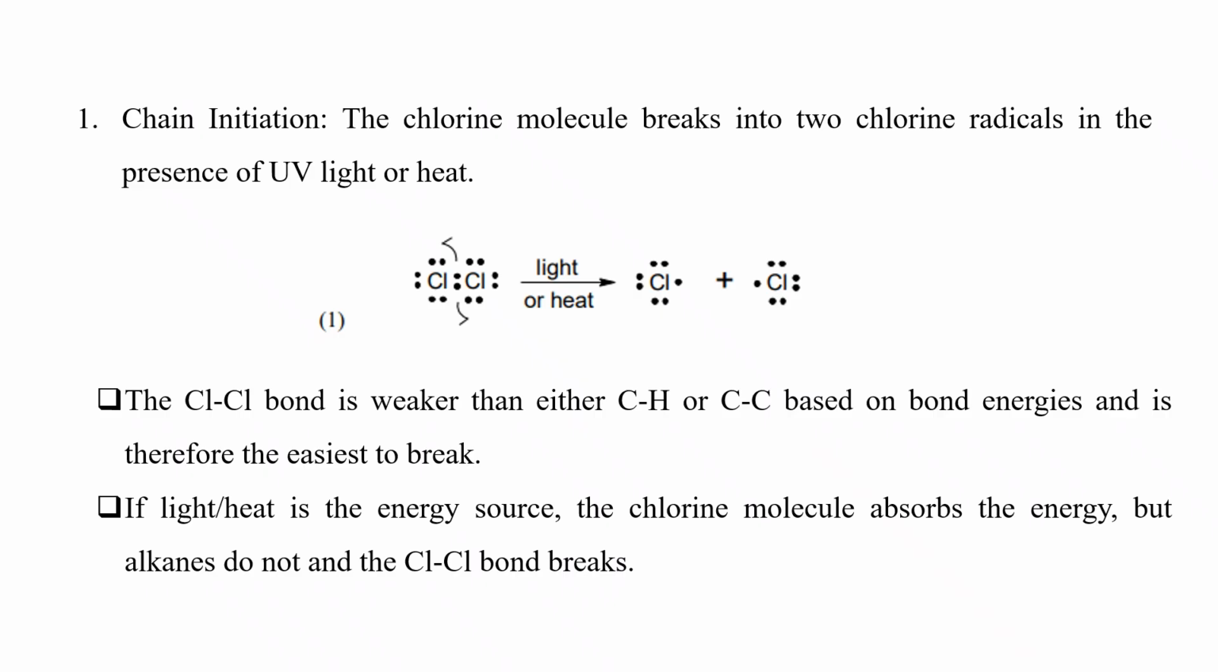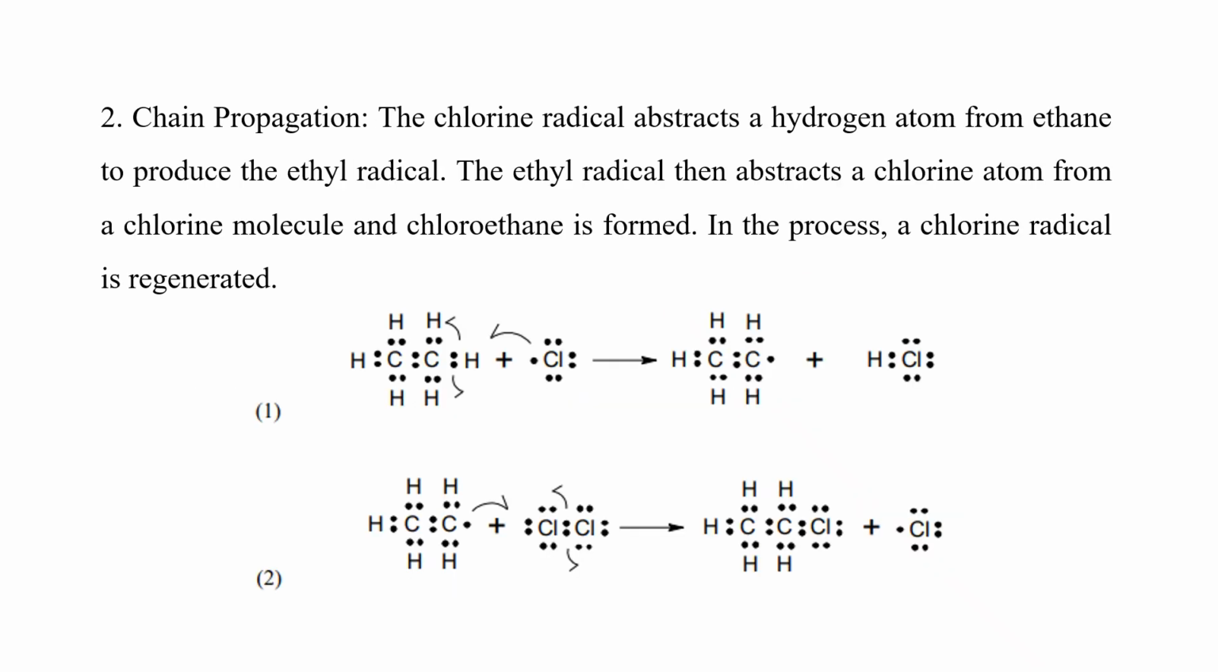Now, moving on to the second step, that is chain propagation. During chain propagation, for the first step, the chlorine radical abstracts or removes a hydrogen atom from ethane to produce the ethyl radical. We are saying that for the first step of chain propagation, the chlorine radical from the chain initiation step is going to abstract or remove a hydrogen atom from ethane to produce ethyl radical.